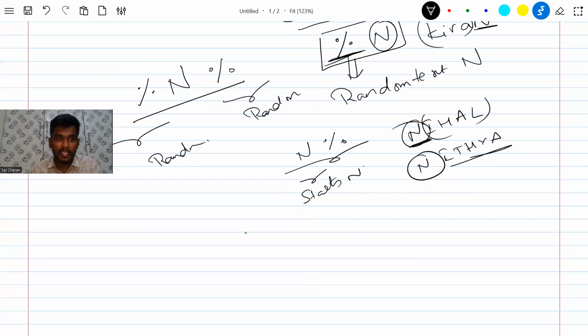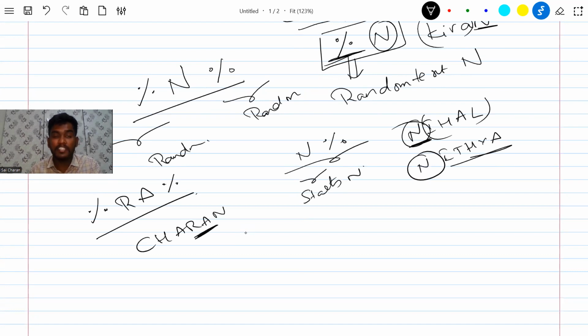You can even check like this: percentage RA percentage. Take Charan: we are checking whether the word has RA in it. It could be anything, for example Kiran. RA is present, and the random text is both before and after the letters RA. This is how the percentage wildcard works.